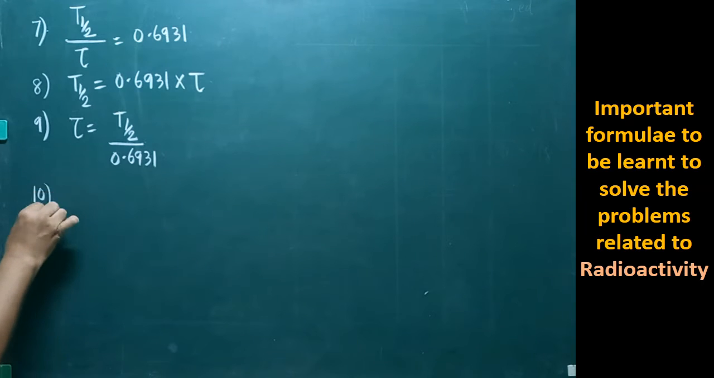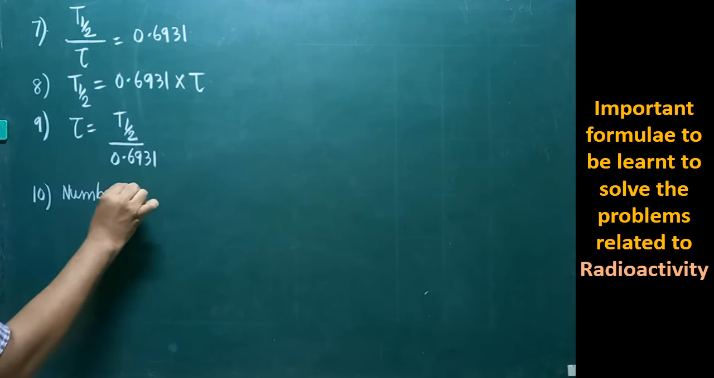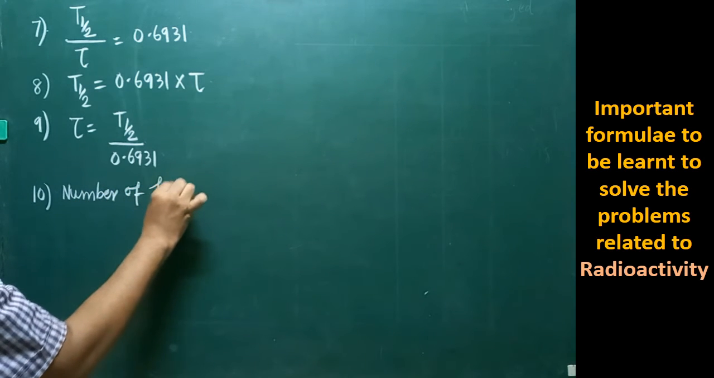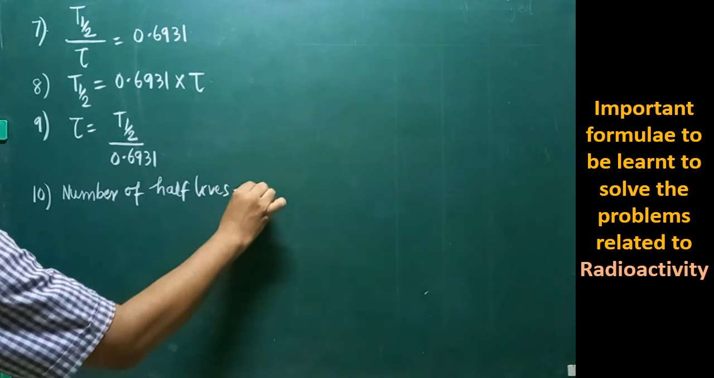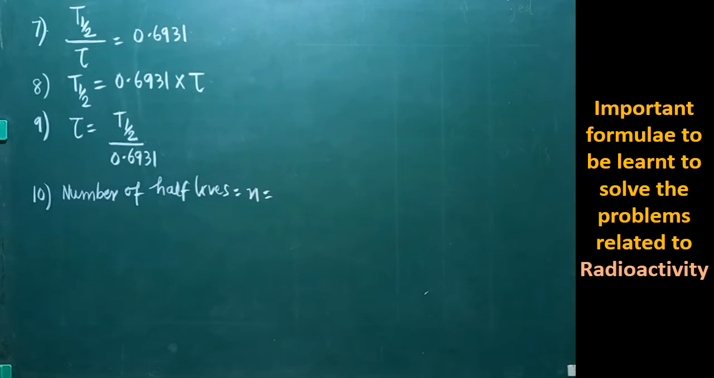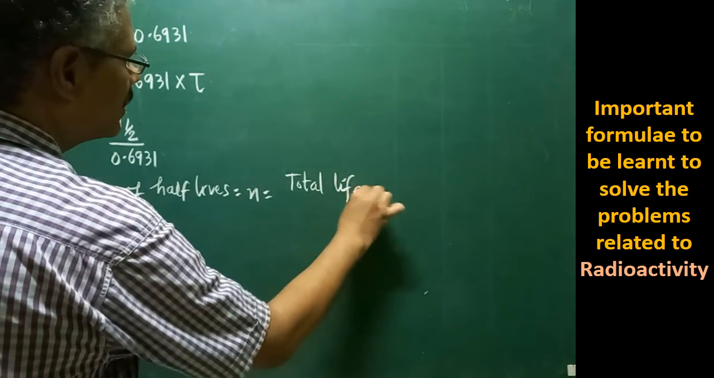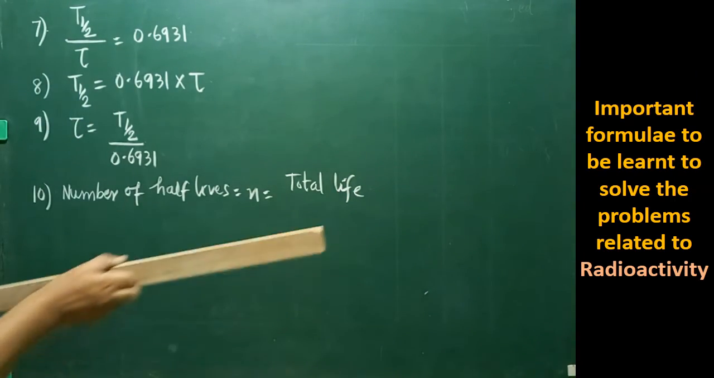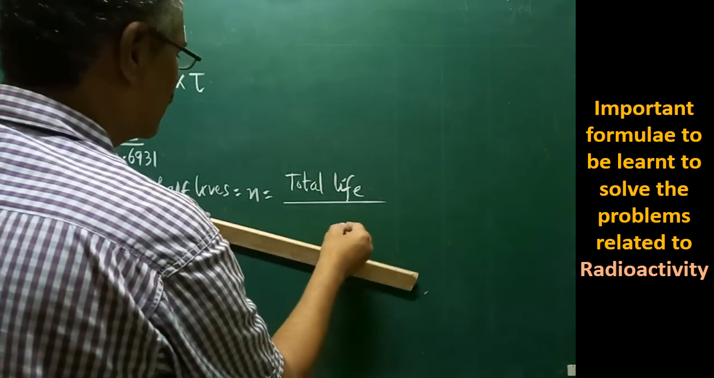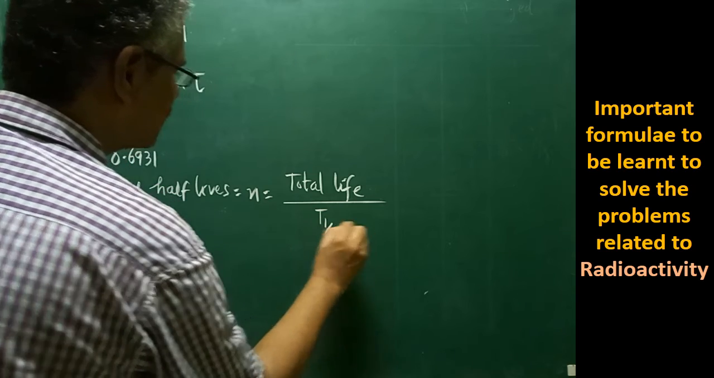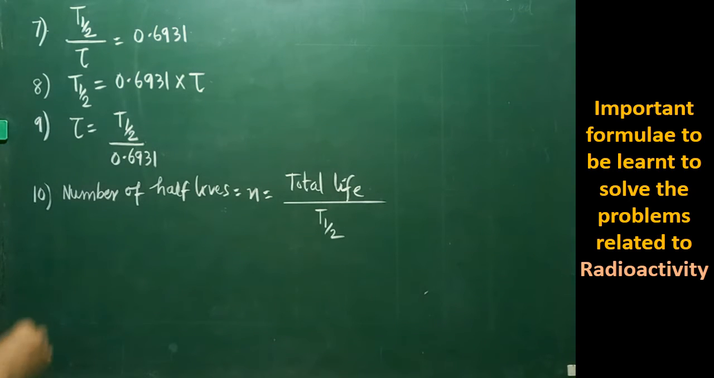Now I am going to write the most important formula, the number of half-lives. To calculate the number of half-lives n, the very easy and fundamental formula is total life divided by half-life period, T half. So this is the expression. Are you clear? By knowing these two, we are able to calculate the small n value.